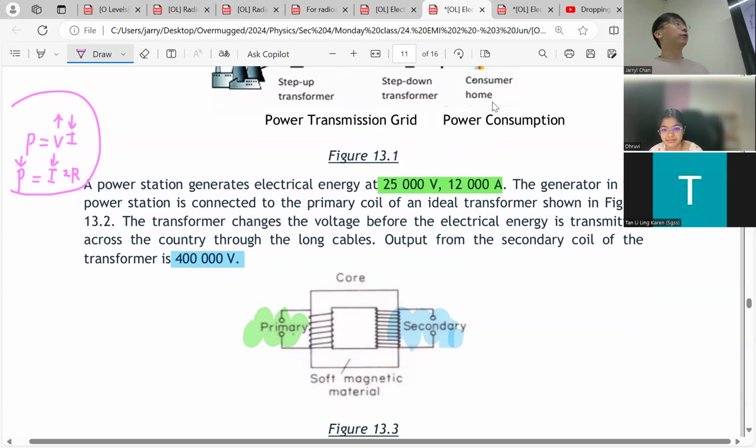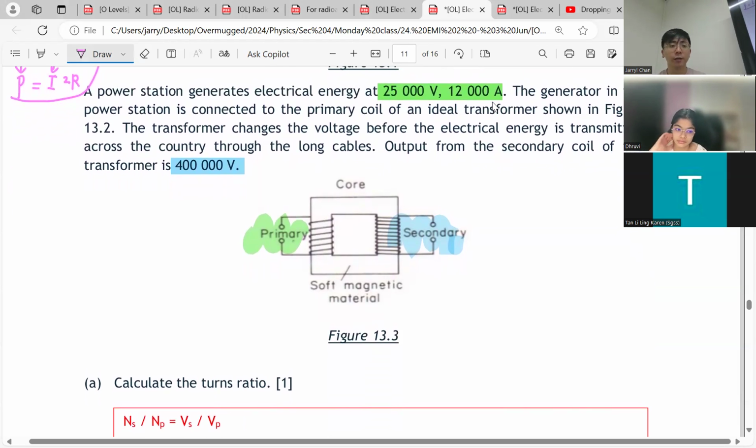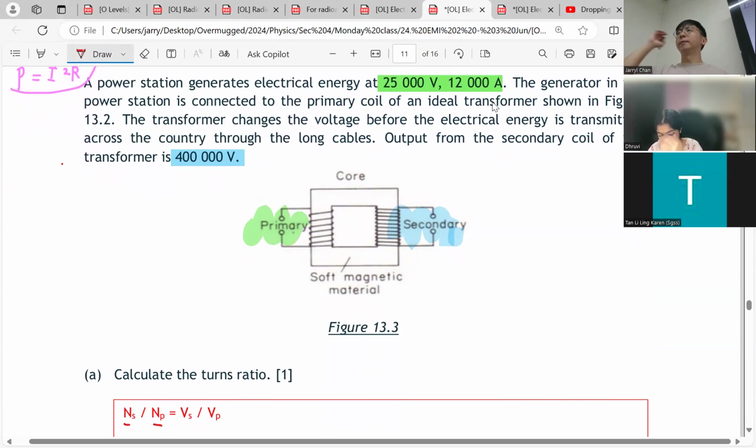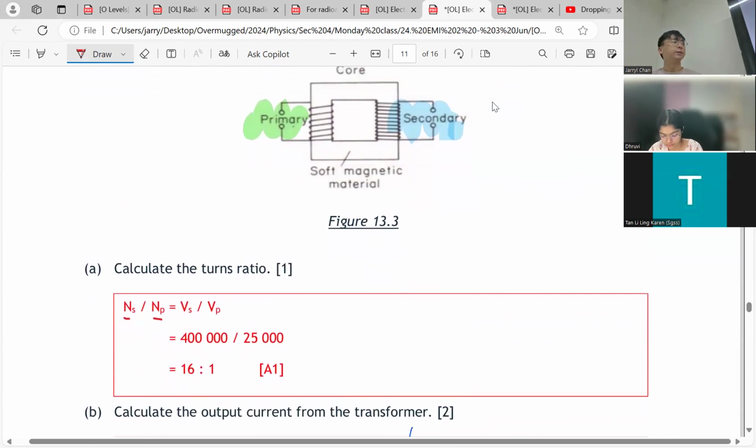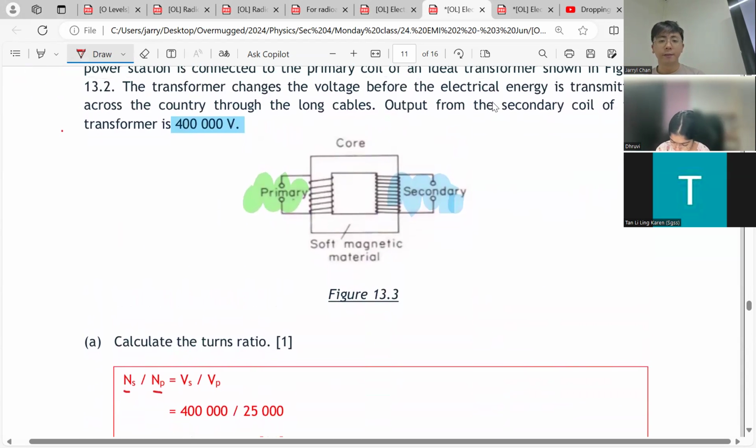For 400,000 volts, it's definitely going to be a step-up transformer. With 25,000 to 400,000, I can easily find the turns ratio. The turns ratio is going to be secondary over primary. Should I expect the number to be more than 1 or less? If it's a step-up transformer, it should be bigger than 1. The secondary coil must have more coils. So the turns ratio should be 16 in the simplest form, from 400,000 over 25,000.